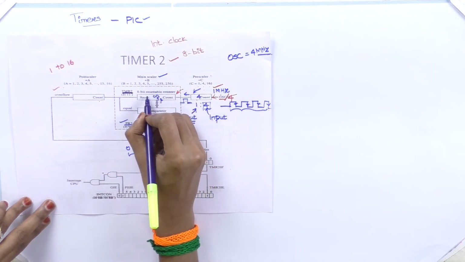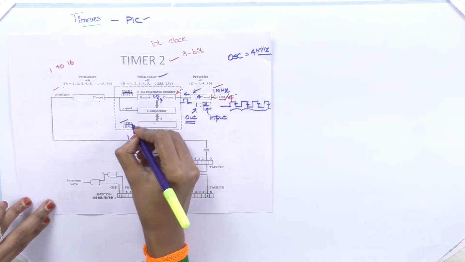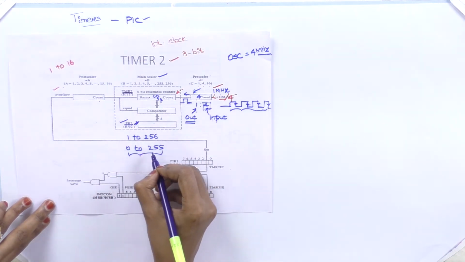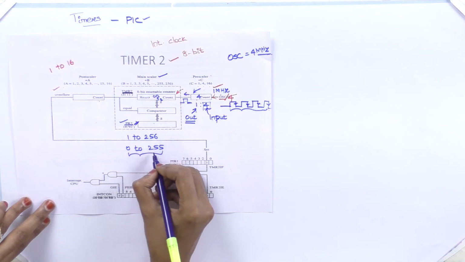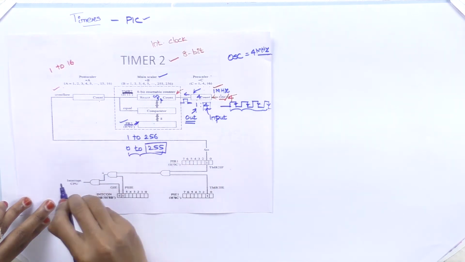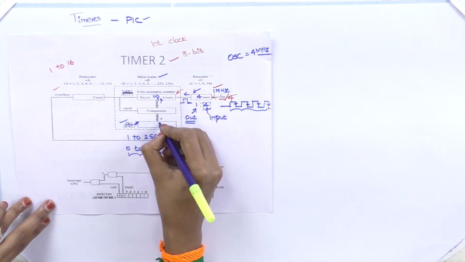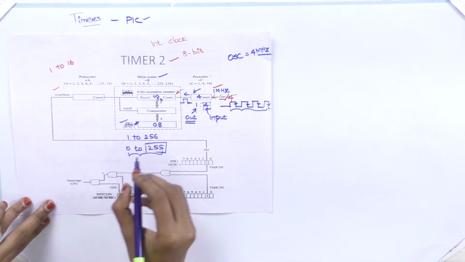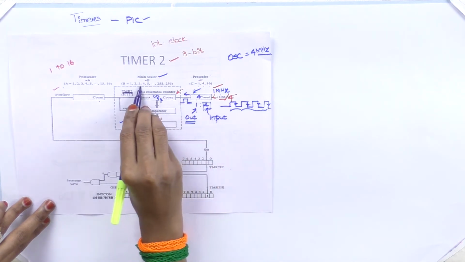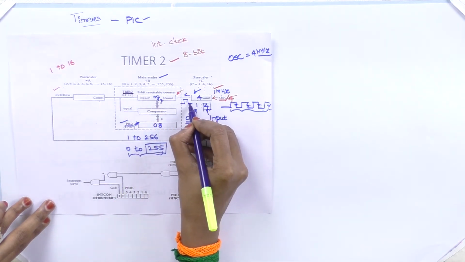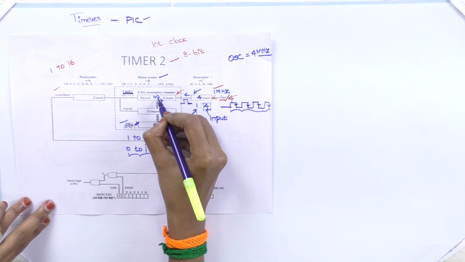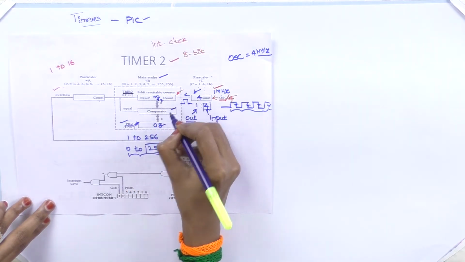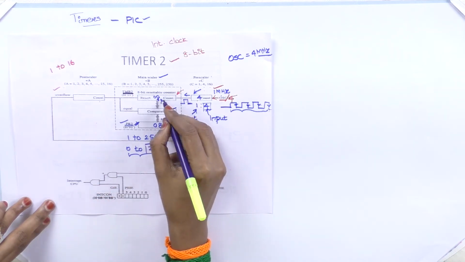Whenever this Timer 2 register is incremented, it will be compared with the value in the PR2 register. In this PR2 register, we will predefine and store a scalar value from 0 to 255. For example, I have stored the value 8 here. When this Timer 2 register receives a single clock pulse, it will be incremented to 1. This will be compared with the 8 using the comparator. It will check whether these two are equal.